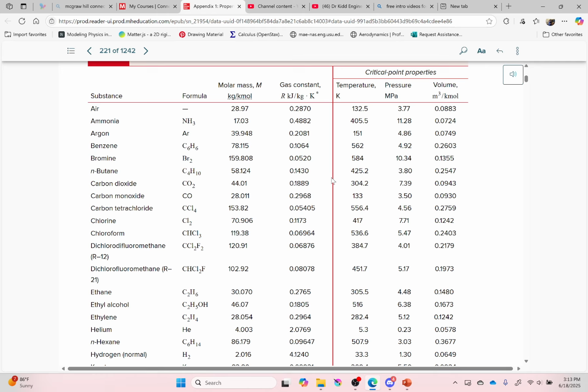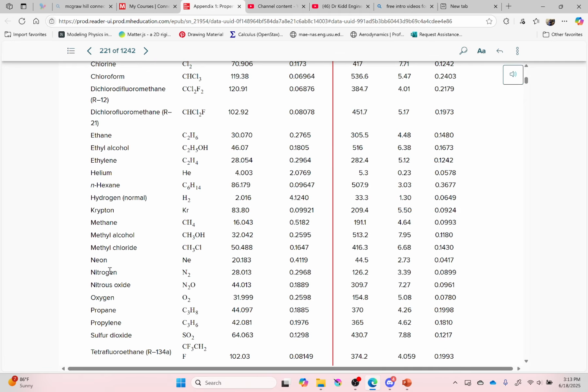Nice. Sometimes it does a horrible job. So here's carbon dioxide. I go across, and I can find its critical temperature and its critical pressure. And if I want to, I can go down to nitrogen and find its critical temperature and pressure, making sure I'm being careful here. These are the values I'm going to be using to plug into my equations in just a minute. So with that being said, let's jump back.